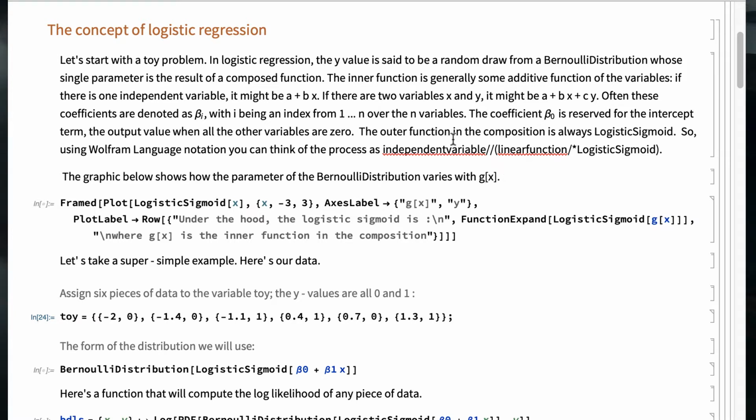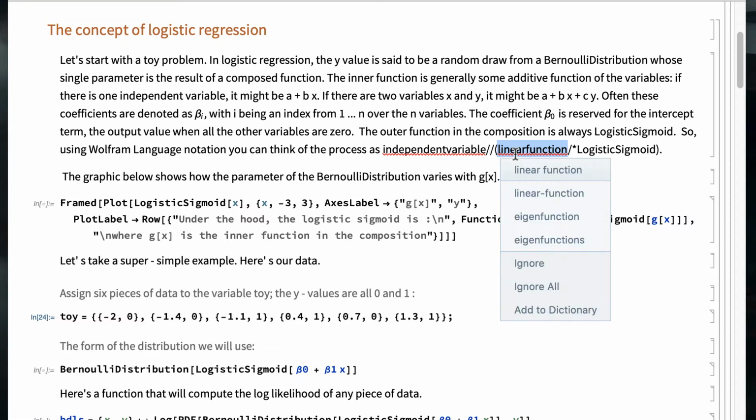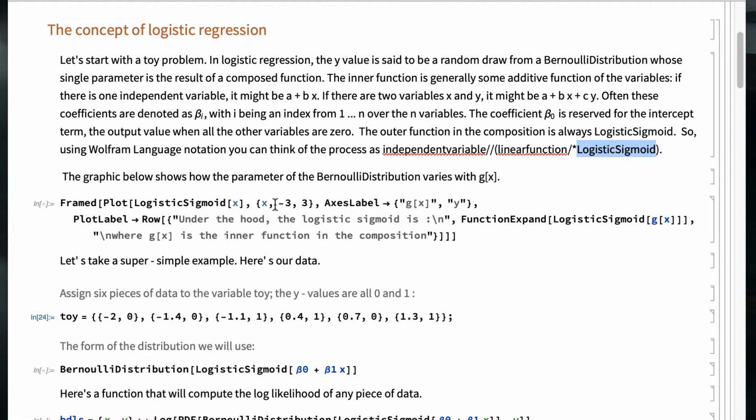The outer function in the composition is always a logistic sigmoid. If it's not a logistic sigmoid, then you've got something else going on other than logistic regression. So basically, if we use Wolfram language notation, we can think of this as: take your independent variables or your covariates, and run them through a composition of a linear function and a logistic sigmoid.